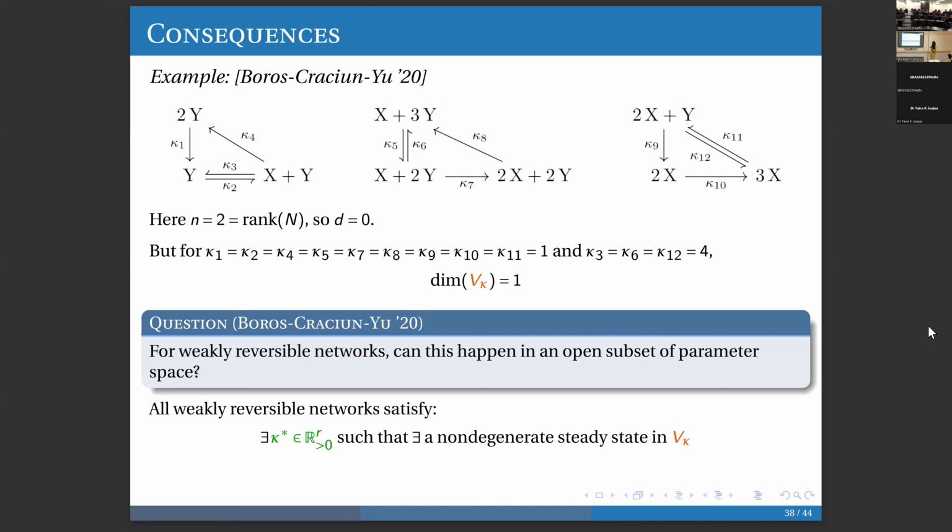So the degenerate point would be a point that is in the steady state variety, and it is either a singular point of the steady state variety, or it is in a higher dimensional component, or it could also happen that it is just a regular point in the steady state variety, but it intersects the stoichiometric subspace non-transversally. Yeah, so it's tangent to the stoichiometric subspace. That will also make it into a degenerate steady state.